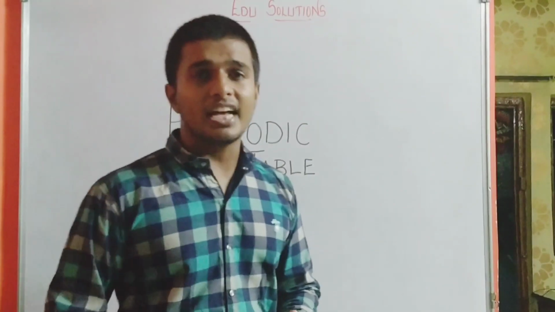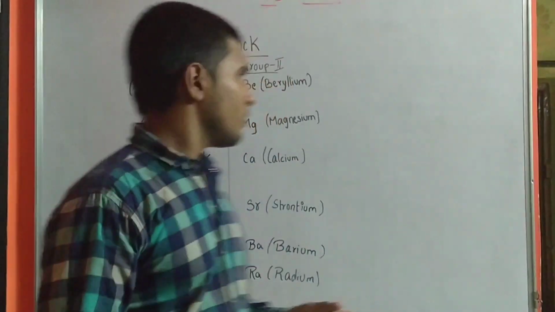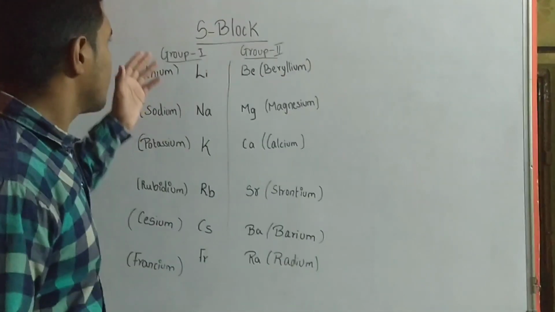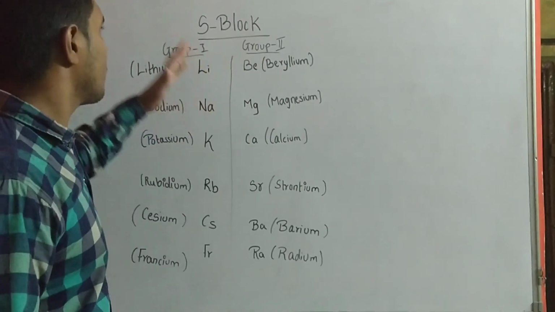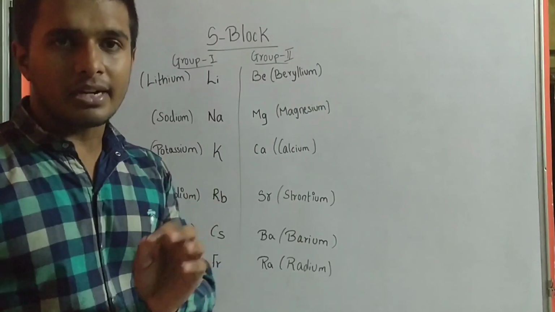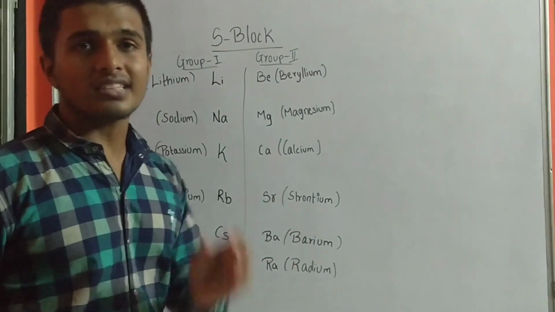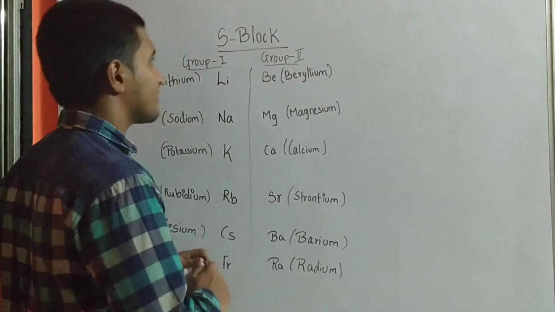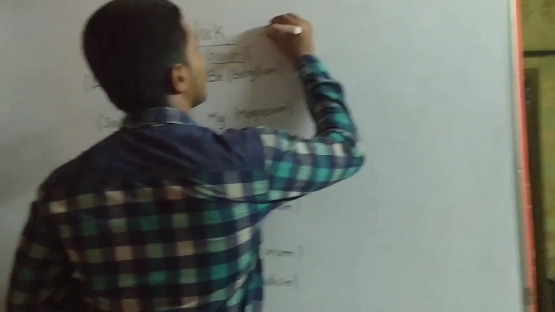So let's begin with the S block. These are the S block elements, which are segregated into two groups, group 1 and group 2. Group 1 is known as the alkali metals and group 2 is known as the alkaline earth metals. So let's write it for more information.